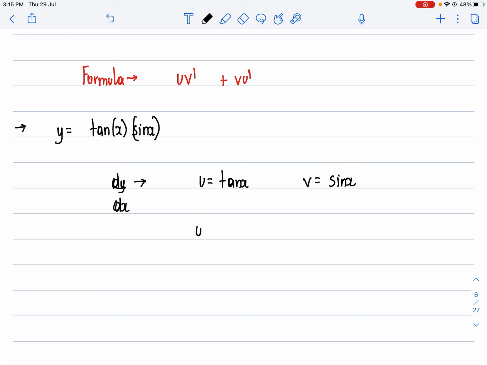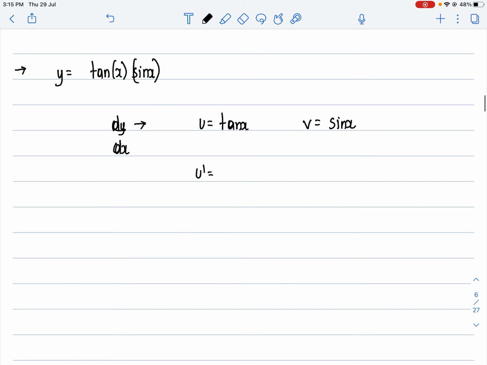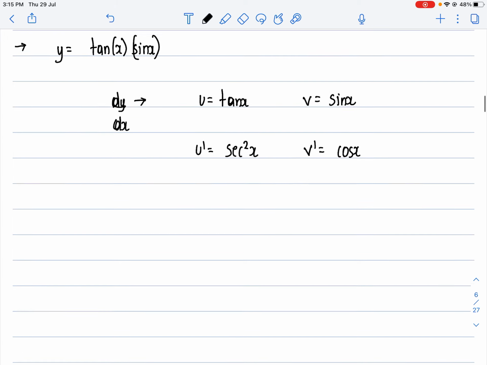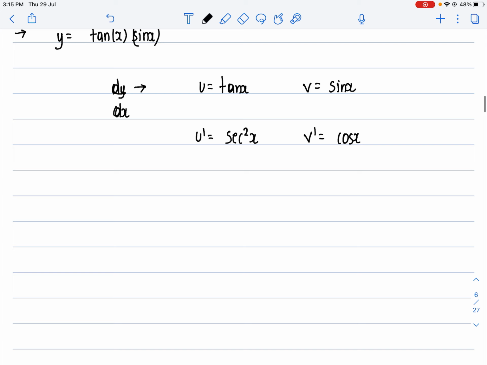Now I write my u dash, which is the differentiation of u. The differentiation of tan x is sec square x. Correct? And the differentiation of sin x is cos x. We did this in general differentiation, the differentiation of tan x and sin x.